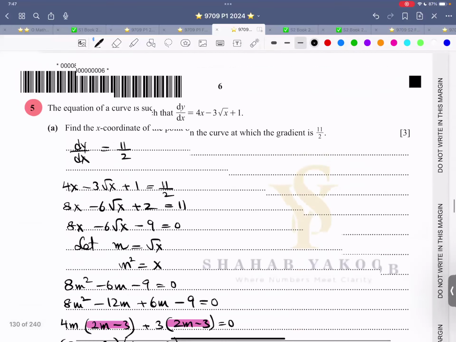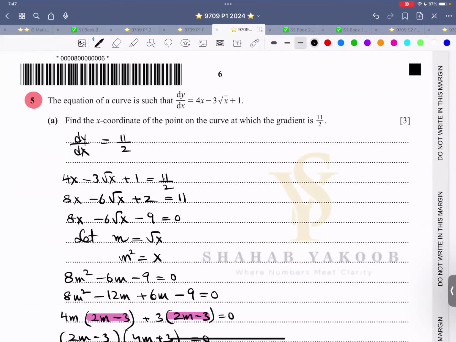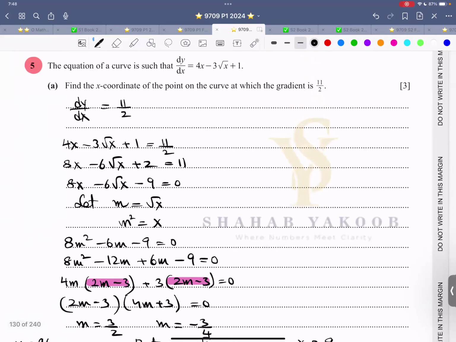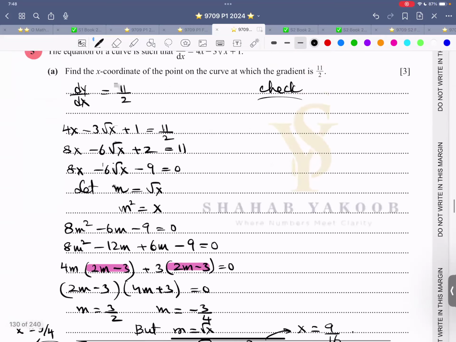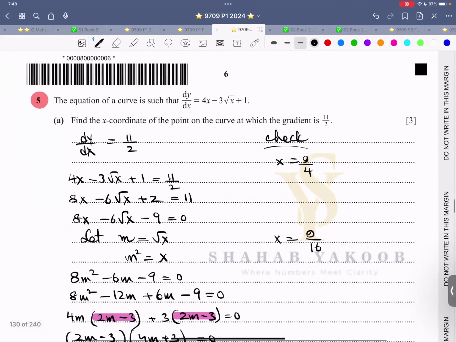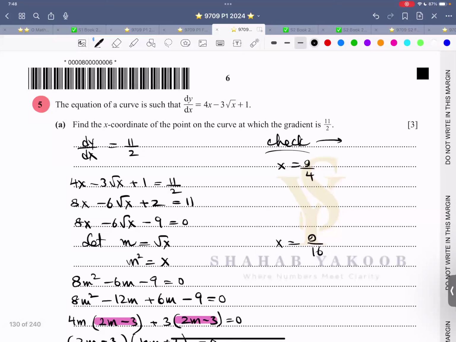Now, does it say anything about the condition? Find the x coordinate of a point on the curve at which the gradient is 11 over 2. Now, when you get this thing and they're just saying coordinate singular, so check which answer is correct. If x is 9 over 4 versus x is 9 over 16, when x is 9 over 4, plug in original equation. Check by plugging in original equation, which is equation of the curve. So therefore, gradient is 11 over 2.